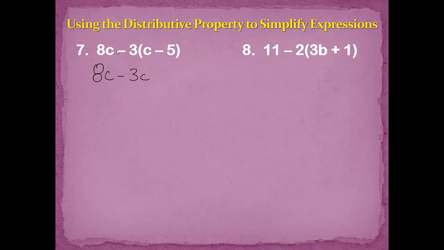And then I have a negative 3 here, and then I have a 5 here. So I can say this is minus, I'll bring down my same sign, and a negative 3 times 5 is negative 15. Now I'm going to simplify so I don't have two signs here. So I have 8c minus 3c, and minus a negative is plus 15.